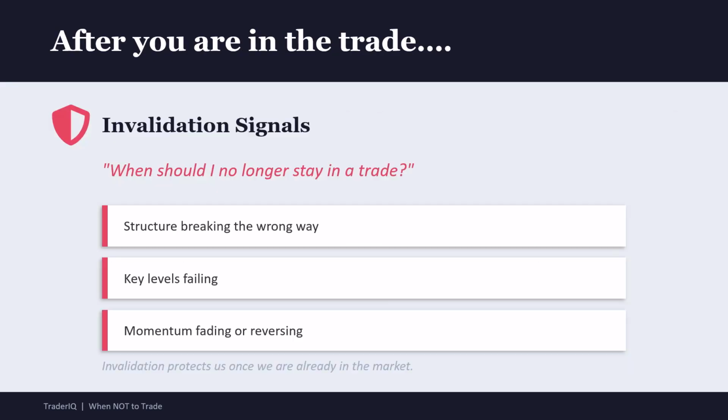So just briefly on invalidation, just to refresh, things that may indicate that we should no longer stay in a trade may include structure breaking the wrong way. So, for example, entered on a break of a resistance, price moves back into the range it's just broken out on. Price levels failing and momentum fading or reversing. And we've talked again about this when we talked about exits. Perhaps a MACD signal line crossing over the histogram when you're in a long trade is a sign that momentum is failing and it's maybe time to exit a trade.